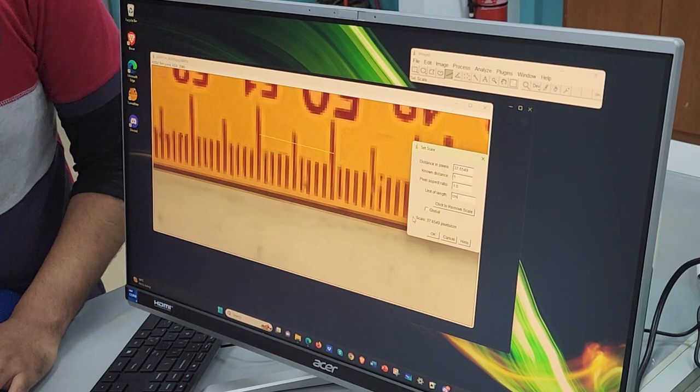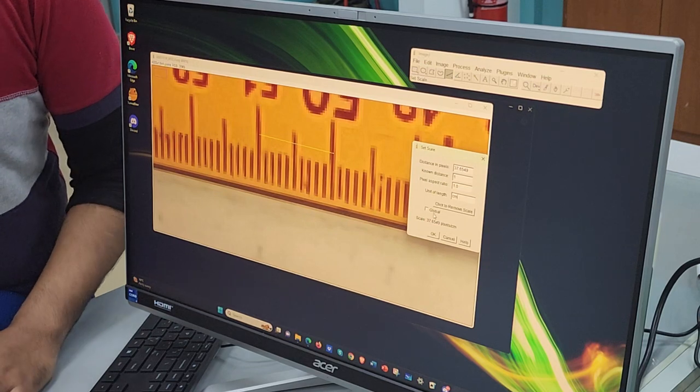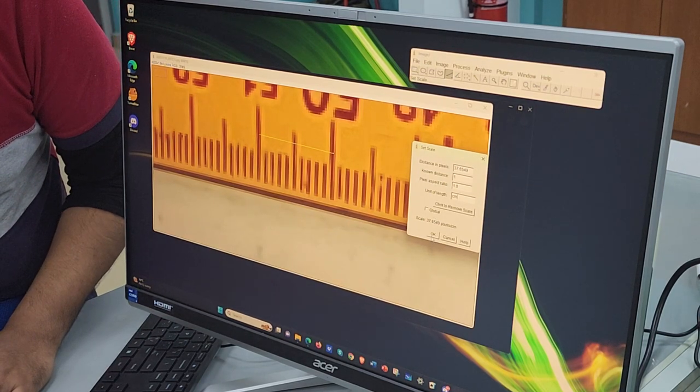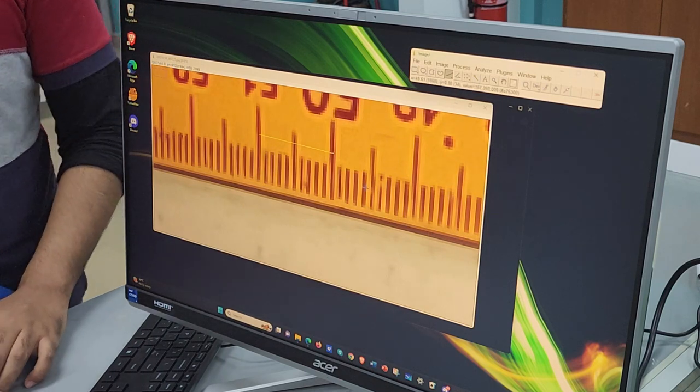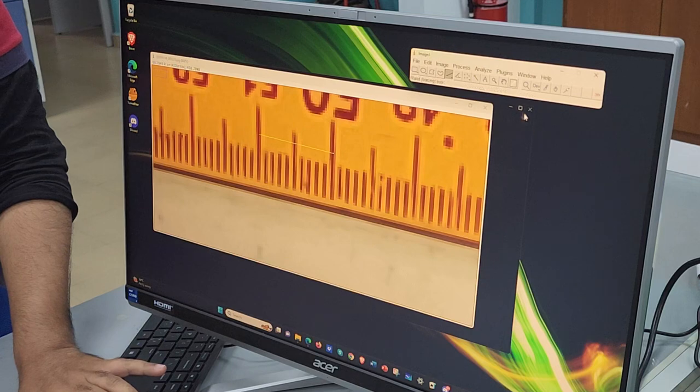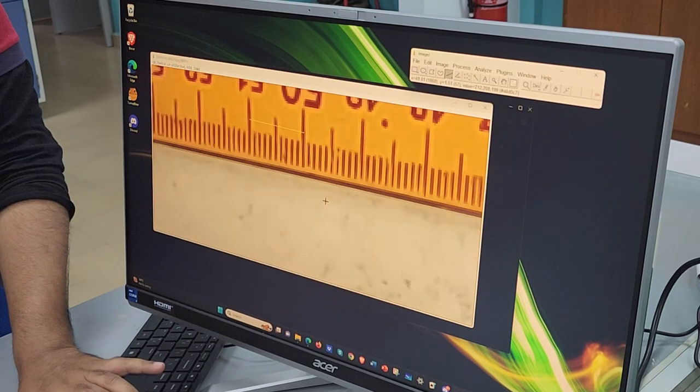It's okay. So once you have that, no need to click global. Global is if you have many images. Here there is only one, so no need. Click okay. Okay, you got it, right? Then hover over that and unzoom the image.